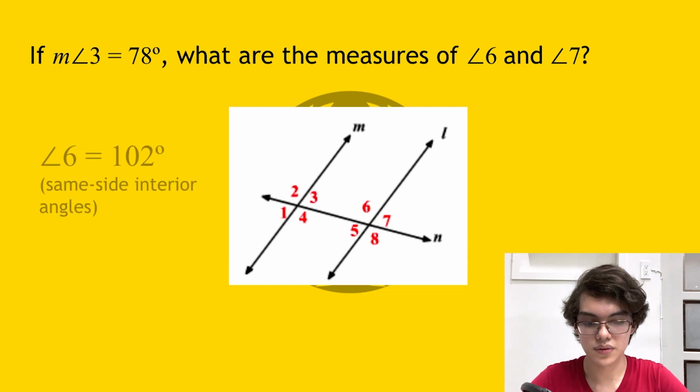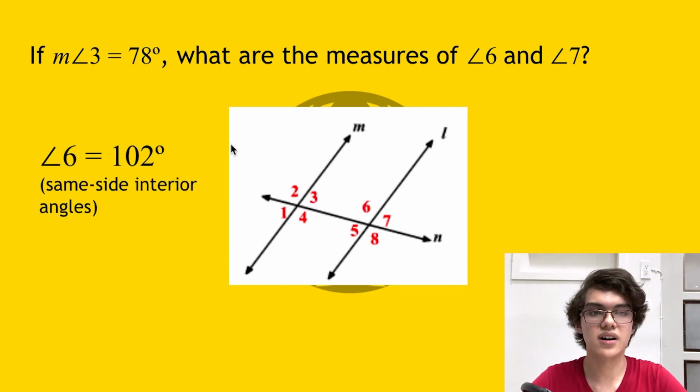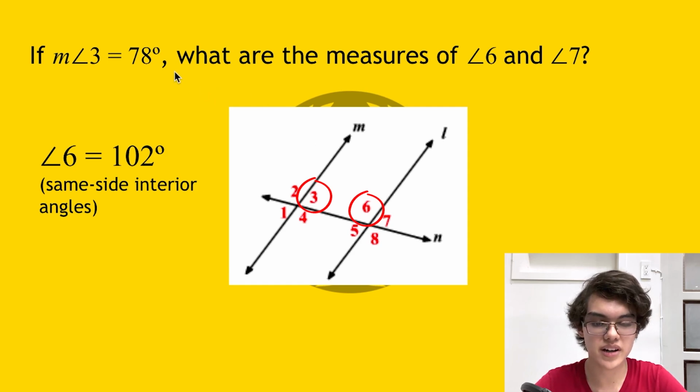So hopefully you've got that. Angle 6 would be 102 degrees because angle 6 and angle 3 are same side interior angles. And remember, same side interior angles are supplementary, which means they add up to 180 degrees. So 180 minus 78 is 102. So angle 6 is 102 degrees.